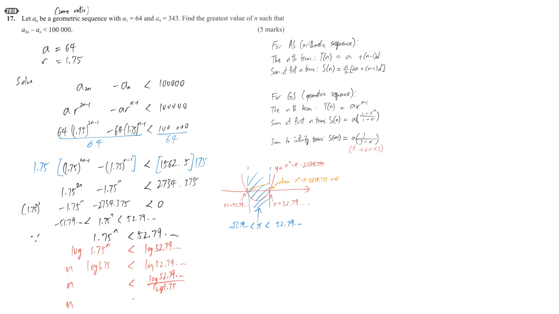We get n is less than 7.0877 something, which means that the greatest value of n is 7. 7 still fulfills this requirement, while 8 does not fulfill the requirement anymore.